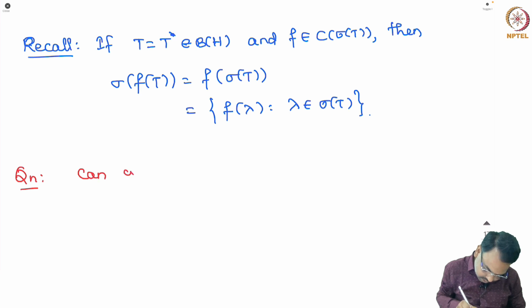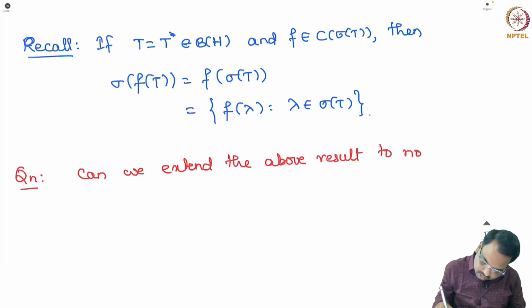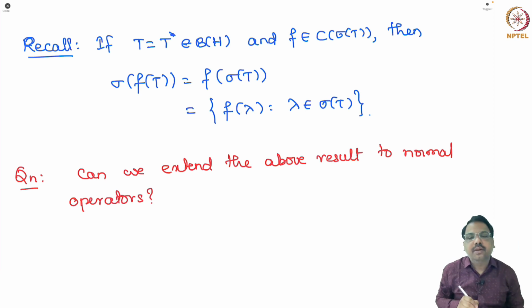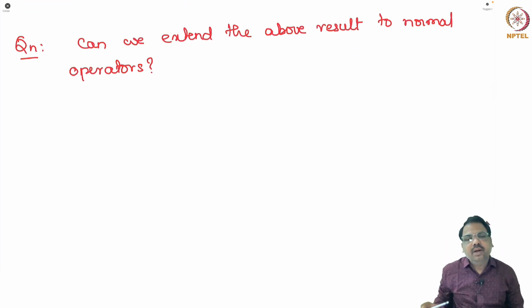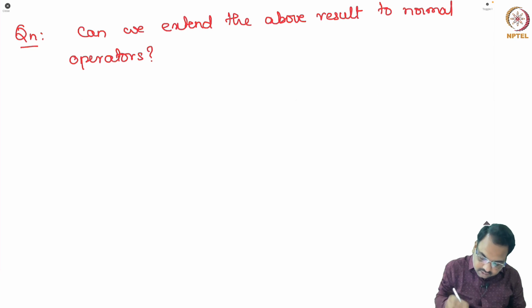can we extend the above result to normal operators? Okay. So the first step towards this is, if we take a polynomial in two variables, let us say p(z, z bar), can we say that spectrum of p(T, T star) equals p of spectrum of T? So we are going to prove that result in this lecture.